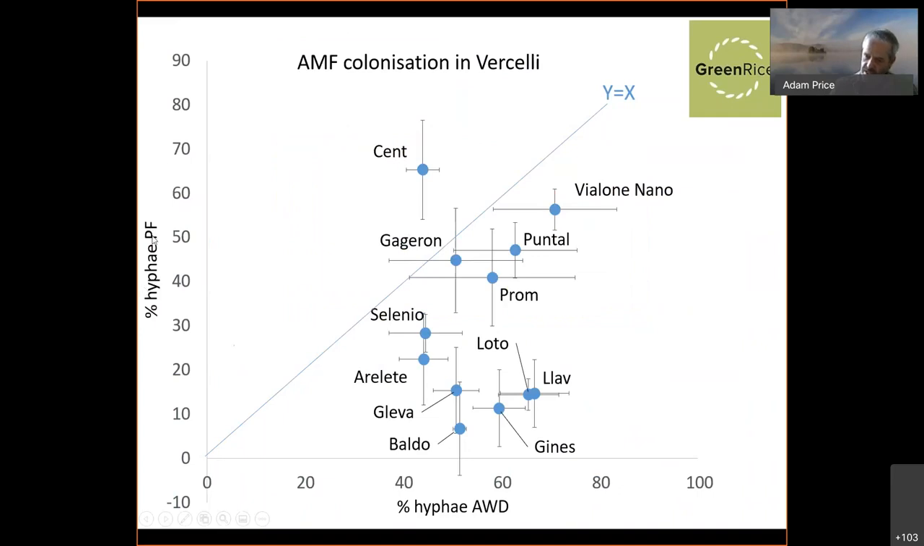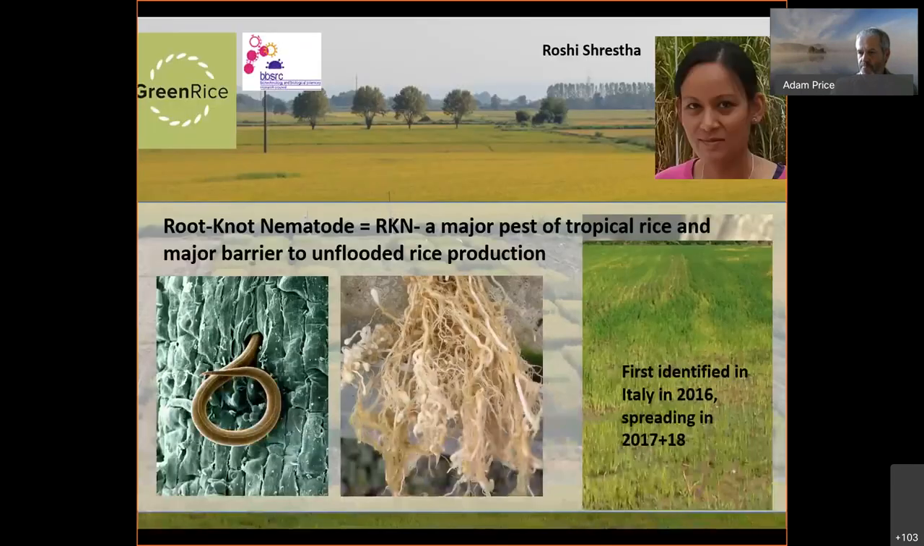Permanent flooding is what it's called here. So this is hyphal colonization in permanently flooded rice. This is the same cultivars under AWD. And what you can see, first of all, is most of these dots are on this side of the Y equals X line. So there is more colonization in AWD, but the patterns are rather complicated. Each cultivar is not doing the same thing. So there's a strong genotype by treatment interaction here. We don't really understand the implications of that. We'd like to work on that more.